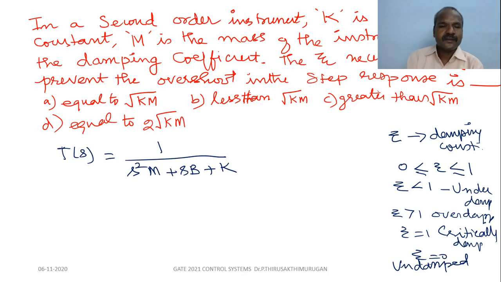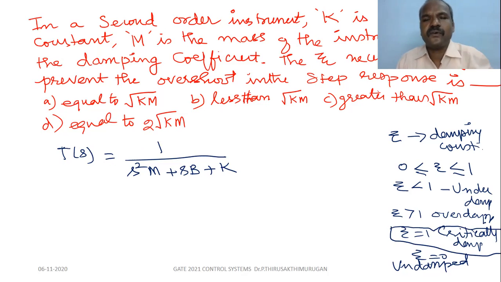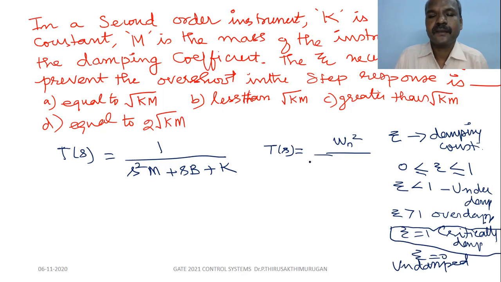The 4 options are also given in the GATE examination. First option is whether to avoid overshoot, we should prefer a critically damped system, meaning zeta equal to 1. We should find out the condition for zeta equal to 1. I already informed you that the closed loop transfer function of the second order system is omega n square divided by s square plus 2 zeta omega n s plus omega n square.